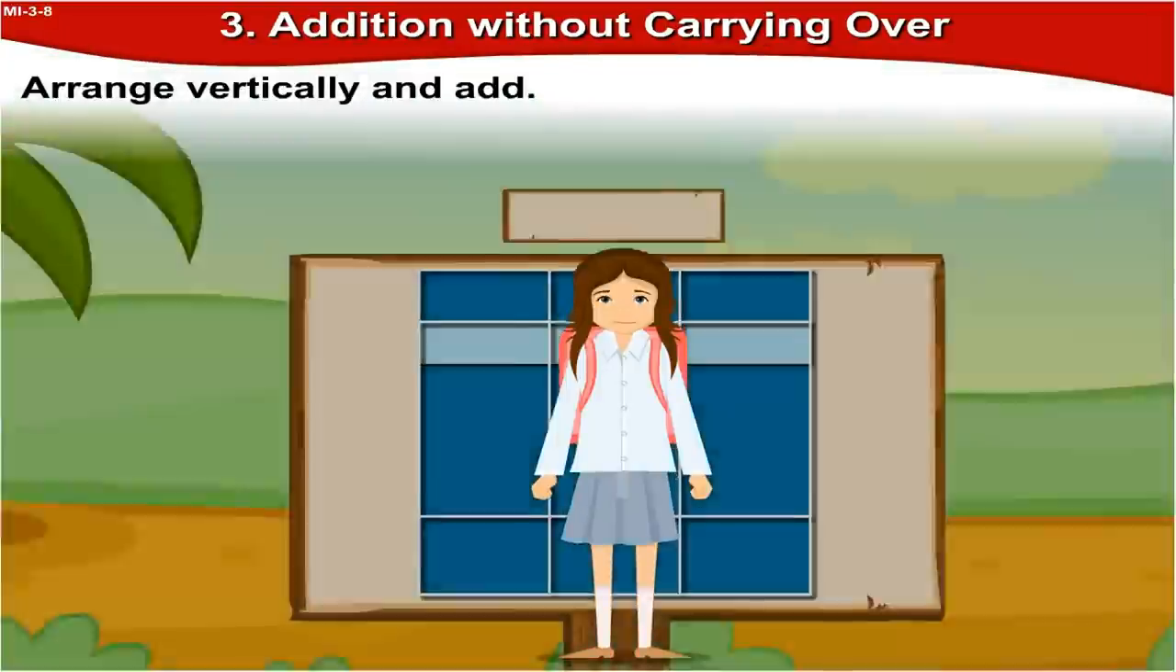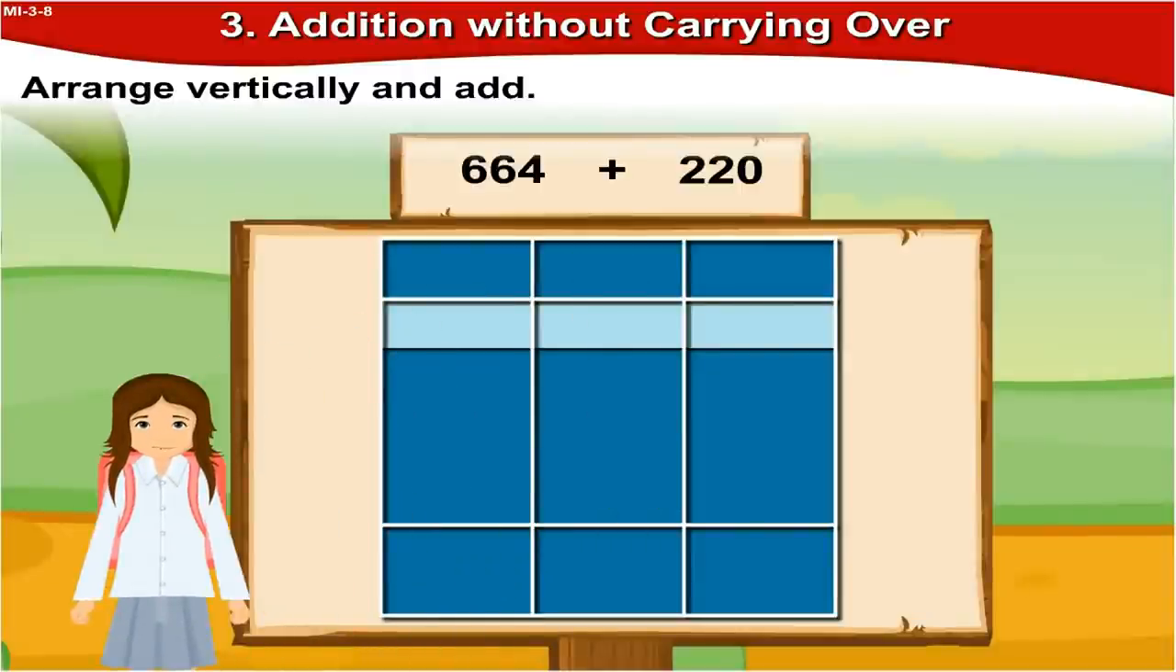Arrange vertically and add. 664 plus 220. First we'll arrange them vertically. For that we'll write H, T, U. Now 664 is 6 hundreds, 6 tens, 4 units, plus 220 would be 200, 2 tens, 0 units. Now if you add them, at the units column, 4 units plus 0 units is 4 units. Tens column, 6 tens plus 2 tens is 8 tens. Hundreds column, 600 plus 200 is 800. Which means the answer is 800, 8 tens, 4 units. That means 884.